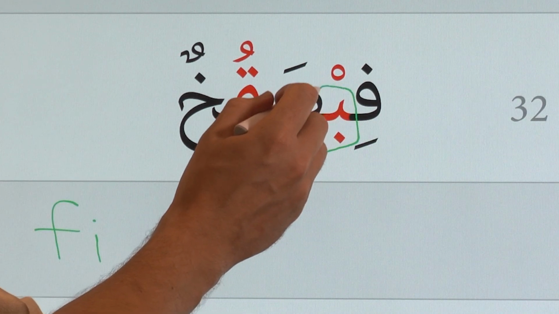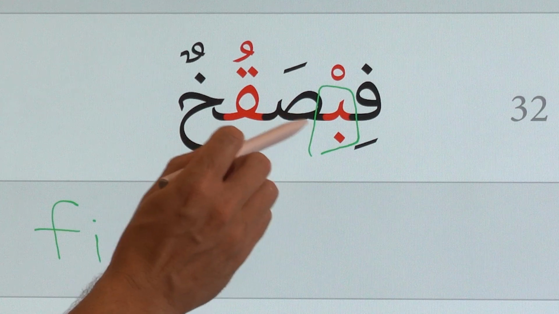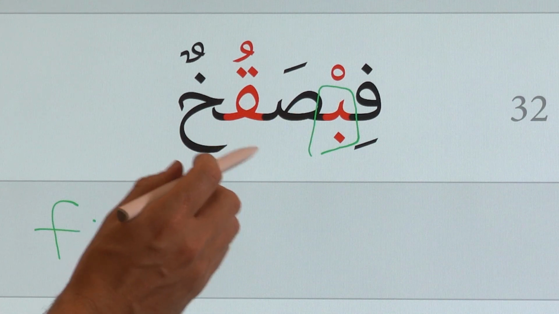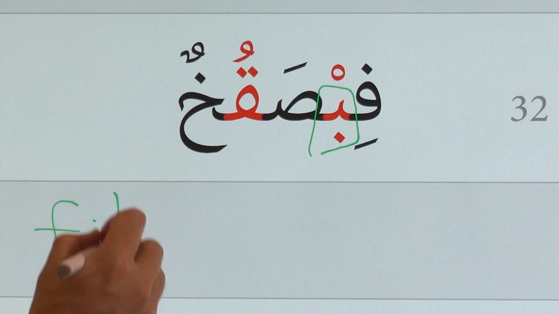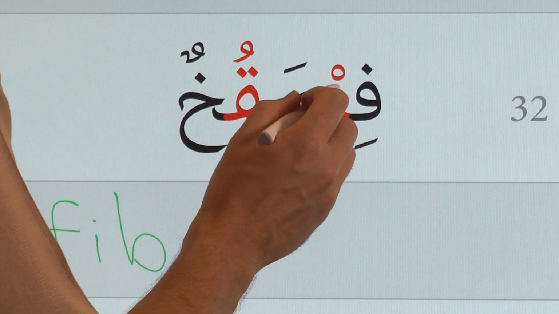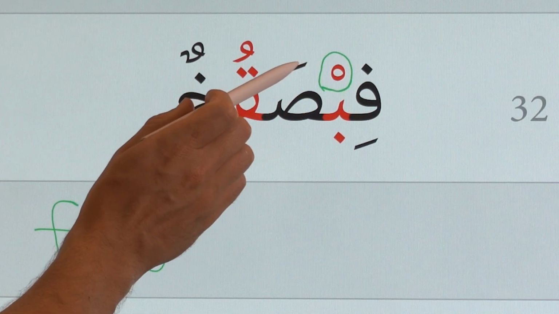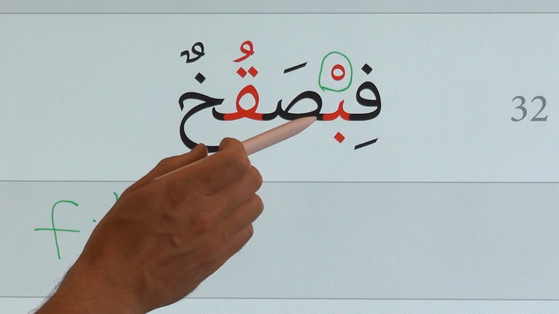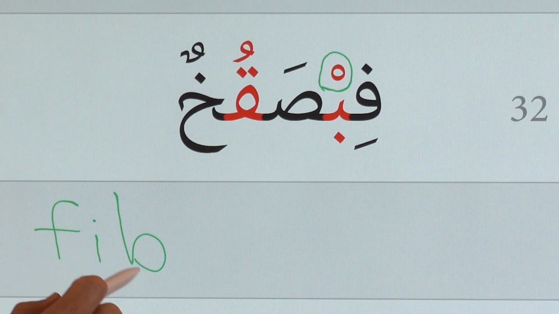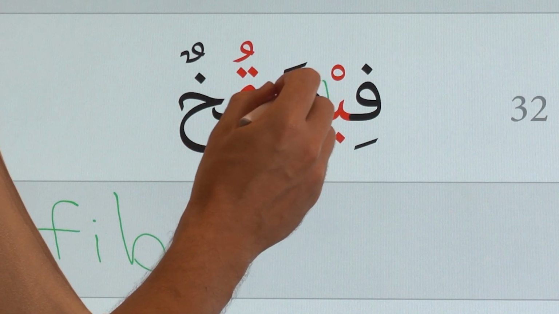Next, this shape that we see in between a connection with one dot beneath means this letter is the letter ba. So we write B for the letter ba. And this symbol above the letter ba is a sukun, meaning there is no haraka for the letter ba. So we're not going to write anything after the B. We go to the next letter.